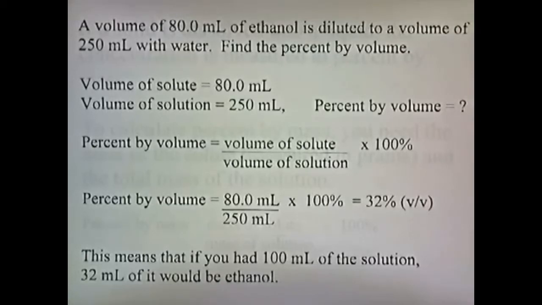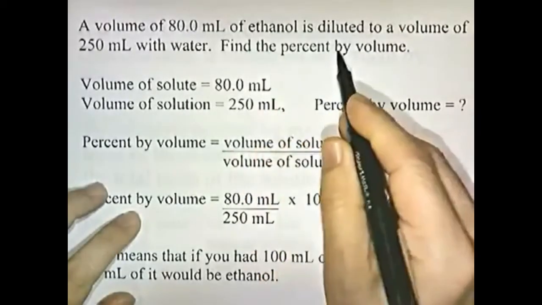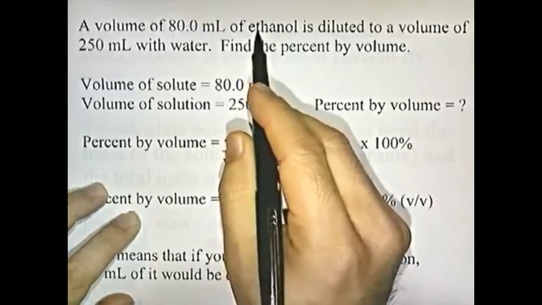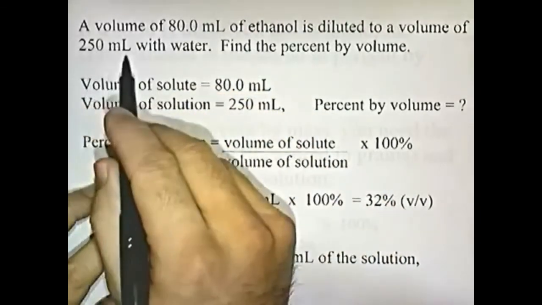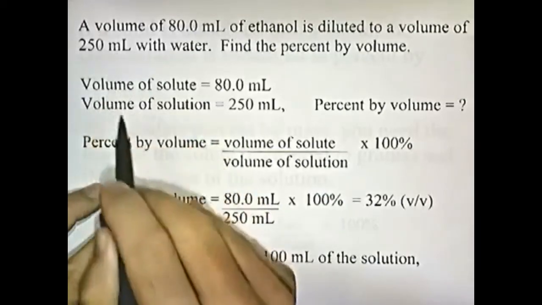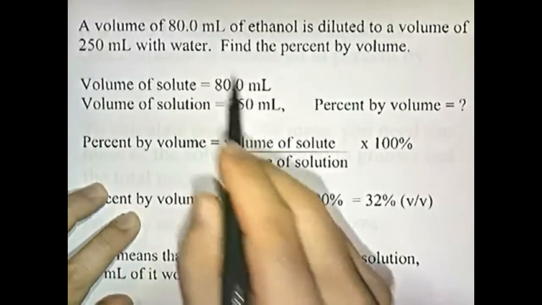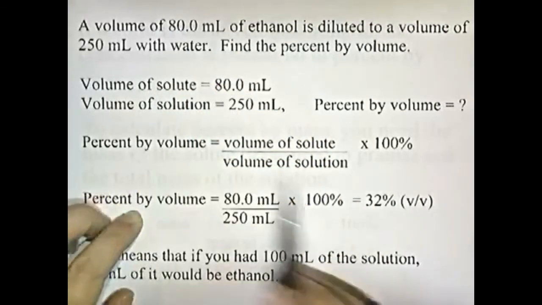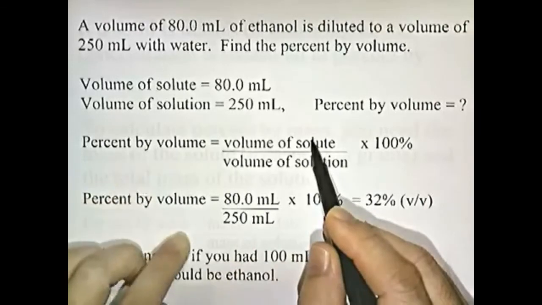Now let's have another sample problem for volume percent. Let us read first the problem. A volume of 80 milliliters of ethanol is diluted to a volume of 250 milliliters of water. Find the percent by volume. Okay, so what is asked? That's percent by volume. Then we have the given, 80 ml of ethanol and 250 ml with water. So 250 ml with water is already the volume of solution, and 80 ml of ethanol is the volume of solute.